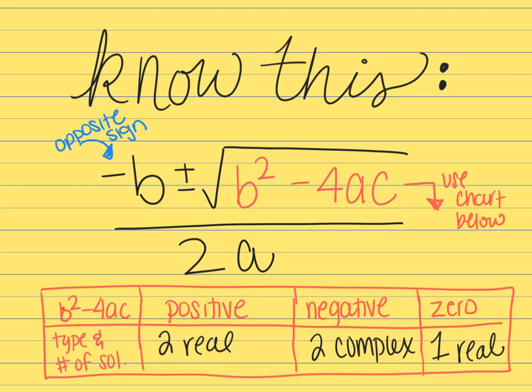Also, you need to know this chart down below. It is in your notes. Here it is again on the screen. I will not give you anything about the chart. You need to know all of that, and we'll walk through some examples to show you what all of this stuff means. But the quadratic formula will be given, the chart will not. So you need to have that chart memorized.